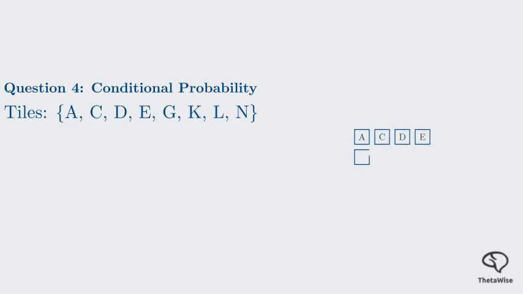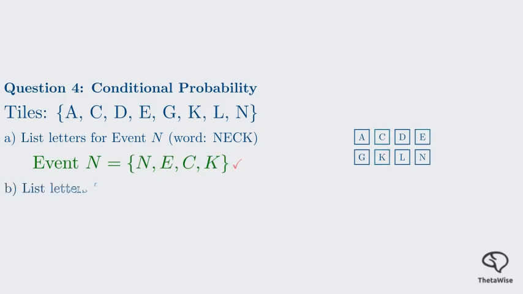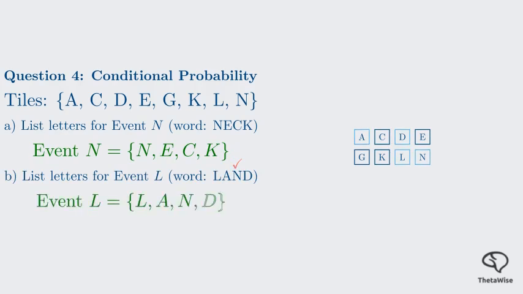Now we have a more advanced probability question. We have 8 tiles in a bag. Let's look at how events can be connected. Event N is the letter being in the word NECK. We look at our 8 tiles and pick out the ones that appear in that word. All 4 of these letters are in our bag. Event L is the letter being in the word LAND. Checking our tiles again. These 4 letters satisfy event L.